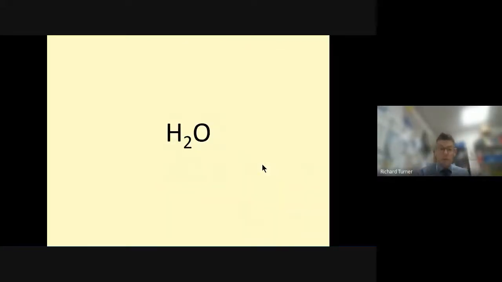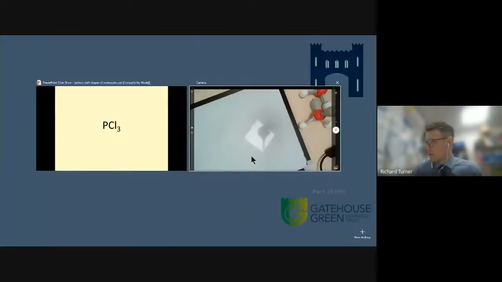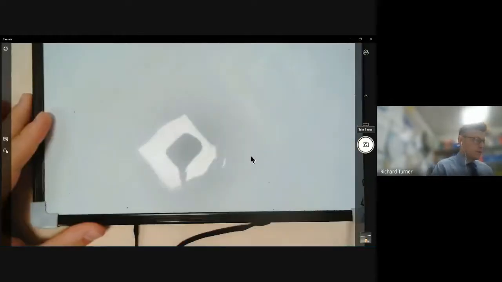So we've done water, so let's go through an example for you. Let's say your teacher gave you PCl3 as an example. How would we go about looking at the shape, or determining the 3-dimensional shape, giving you that spatial awareness? So PCl3. Let's look at how we would do that.